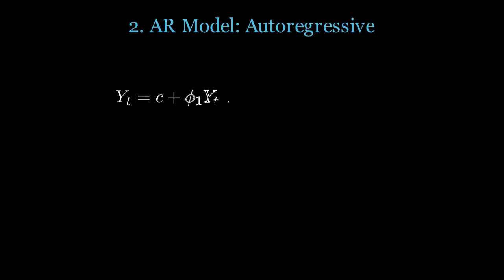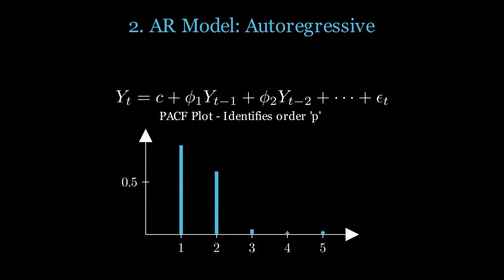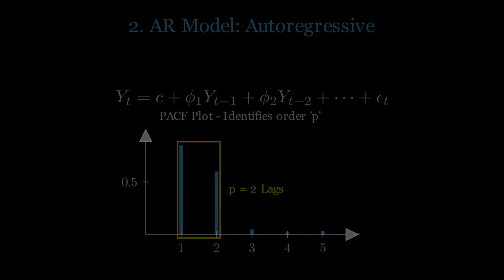Let's start with the AR model, or autoregressive model. The auto means self. In an AR model, we predict the current value based on previous values. For example, if today's temperature is 30 degrees, it's likely tomorrow's will be similar. Mathematically, an AR(p) model uses p past observations. We identify the order p using the PACF, or partial autocorrelation function. If the PACF cuts off after 2 lags, we likely have an AR(2) process.